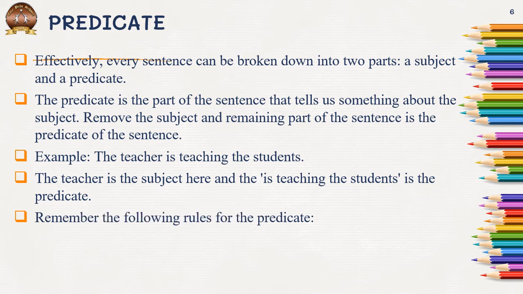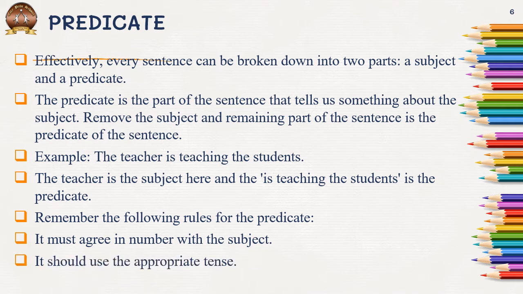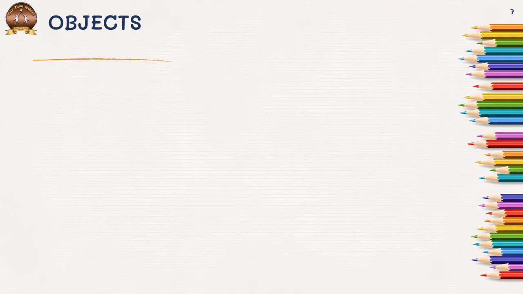Remember the following rules for the predicate. It must agree in number with the subject, meaning if the subject is singular, it will be singular. If the subject is plural, it will be plural. It should use the appropriate tense. Always, appropriate tenses should be used because the verb lies in the predicate part of the sentence. And who follows the verb tenses? Obviously the verb. Yes, you got it right.